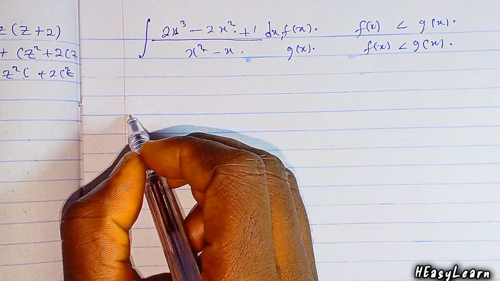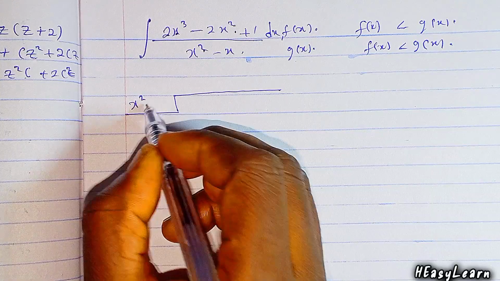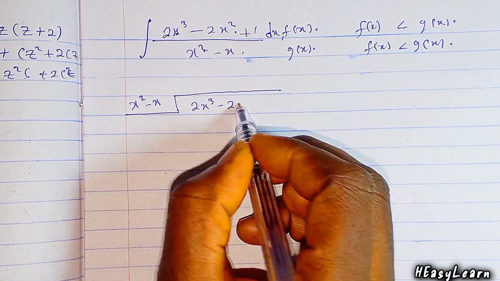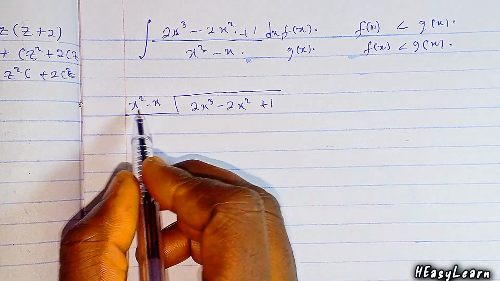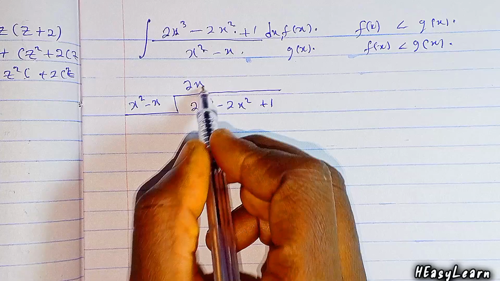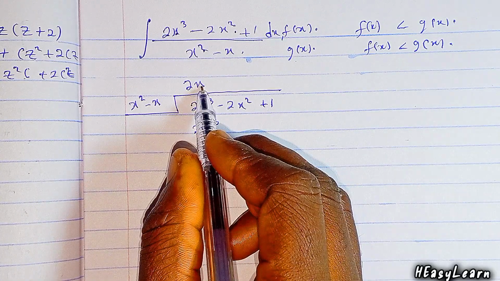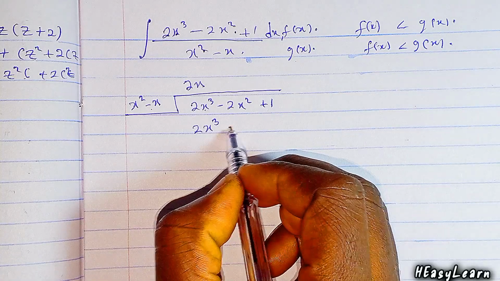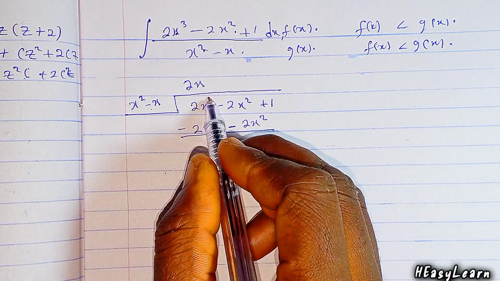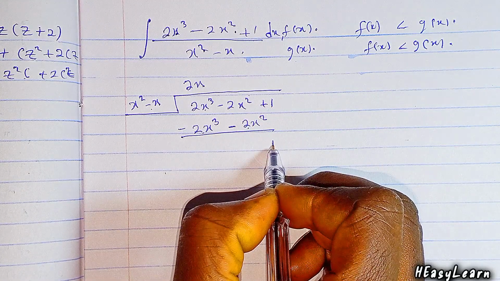So we are going to use the denominator to reduce the numerator. x squared minus x will be here. The highest power will be inside here, plus 1. x squared will reduce this. It will remain 2x. 2x multiplied by x squared, we have 2x to the power of 3. 2x multiplied by minus x is minus 2x squared. So we reduce it. Here will go away. Here will also go away. We are left with 1.